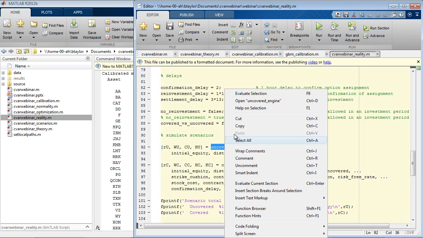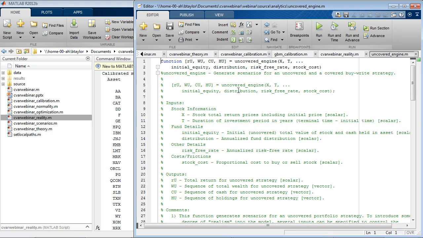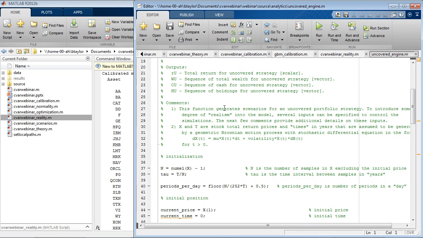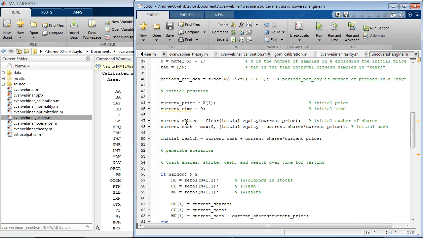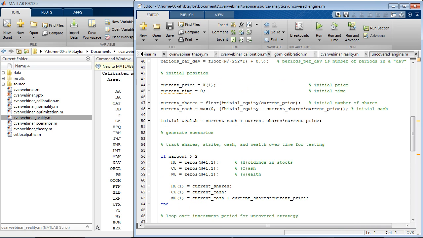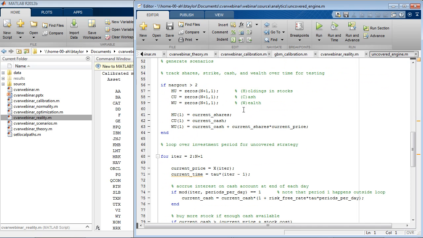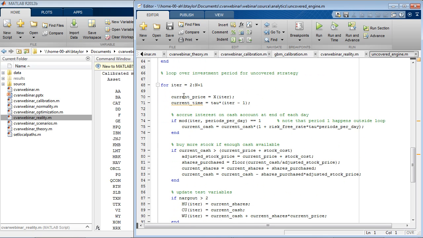The first is a function that generates the uncovered scenarios, and what that is actually doing is setting up your initial position in terms of the number of shares. You're giving it your initial wealth, and then it figures out from that how many shares you have and how much cash you have left over. It's trying to make a valid attempt at using integer numbers of shares and so on. It then sets up certain output variables, and then there's a time loop.